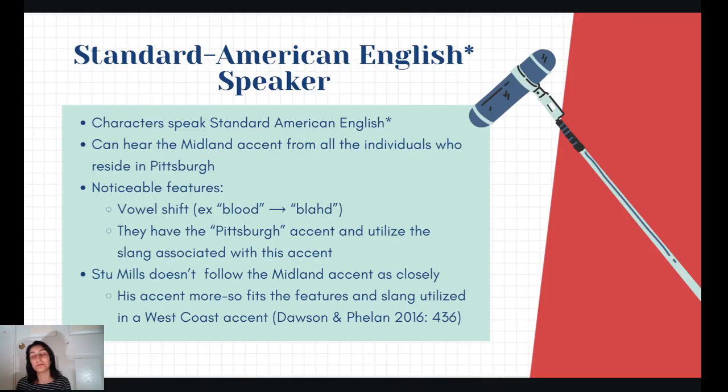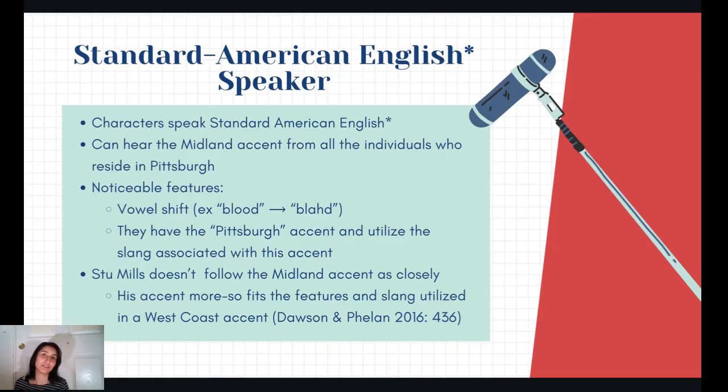So there you go. We also see the standard American English speaker. Besides the family, everyone else is a standard American English speaker, and more specifically, they live in Pittsburgh. So they all have a Midland accent, or more specifically, what people would call the Pittsburgh accent.